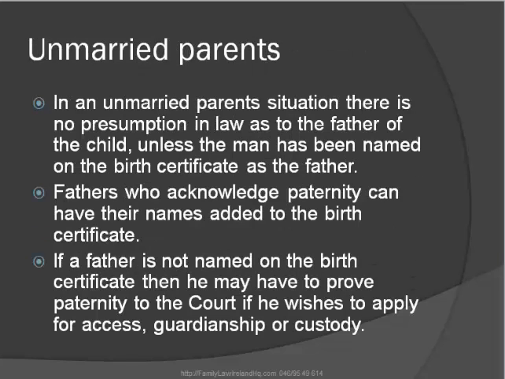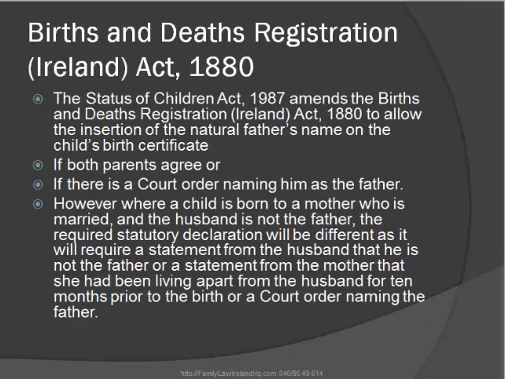In an unmarried parent situation, there is no presumption in law as to the father of the child, unless the man has been named on the birth certificate as the father. Fathers who acknowledge paternity can have their names added to the birth cert. If a father is not named on the birth cert, then he may have to prove paternity to the court if he wishes to apply for access, guardianship or custody.